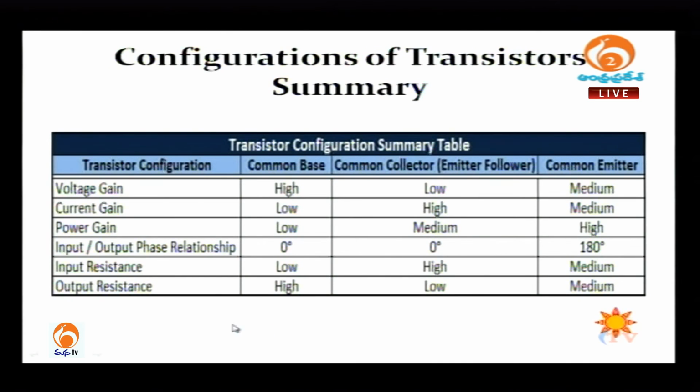Now, finally, output impedance. Output impedance is high in the case of common base configuration. Why? Because at the output we have reverse bias applied between collector and base. But in the case of common collector, we have a low output impedance. In the case of common emitter configuration, we have a medium output impedance.